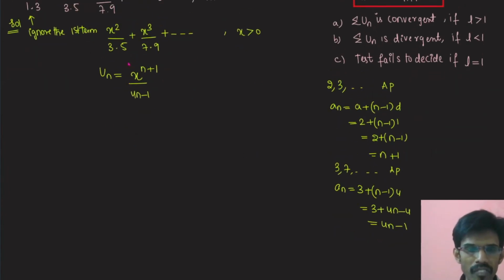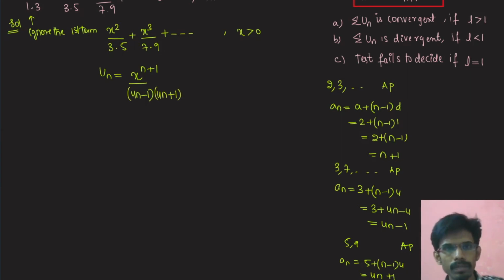Now next we have 5, 9 and so on, which are also in arithmetic progression. So its general term will be 5 plus n minus 1 into the common difference, 9 minus 5, that is 4. So we have 4n, then 5 minus 4 will be 1. So we got 4n plus 1 as the general term.